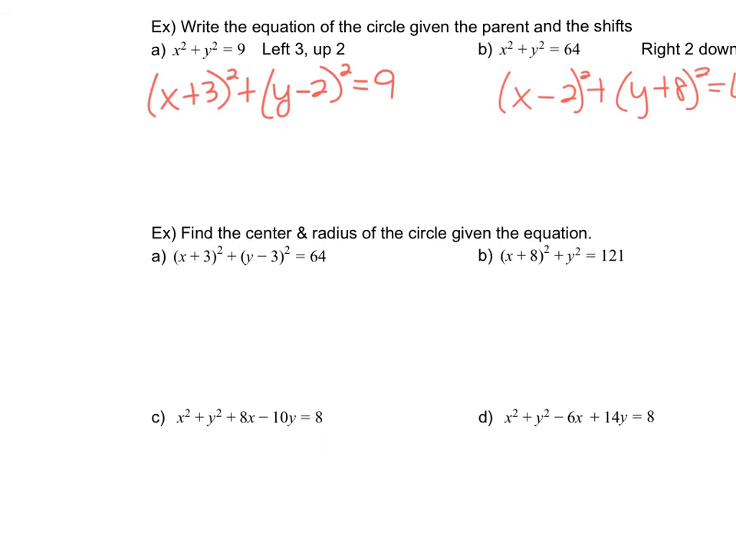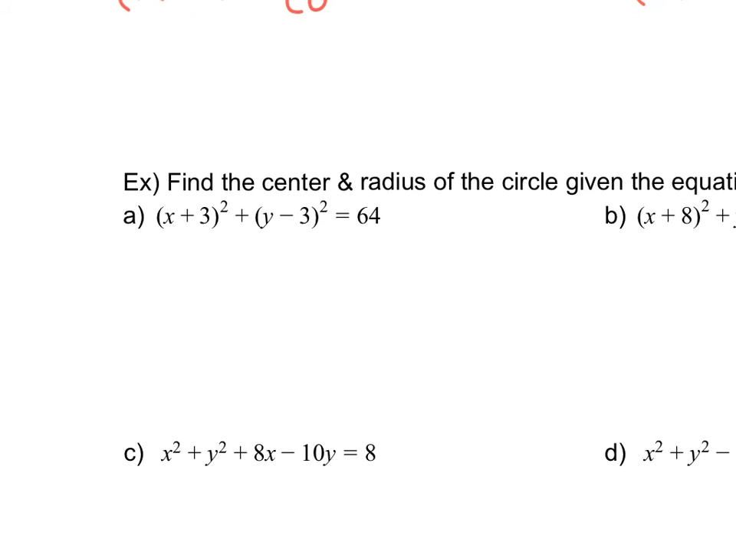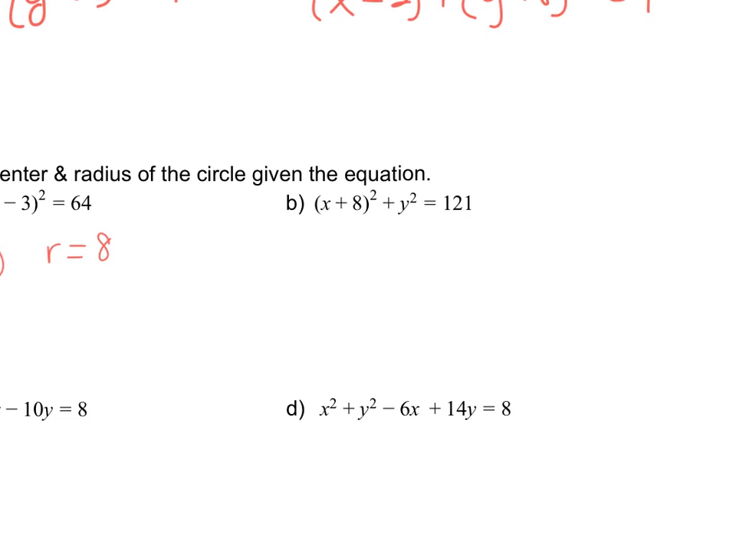All right, find the center and the radius of the circle given the equation. So the center is going to be at what? Negative 3, positive 3, because they're both backwards. And the radius is the square root of 64, which is 8. Next one, the center for this one would be negative 8, and then there's nothing with the y, so 0. And the radius equals 11.